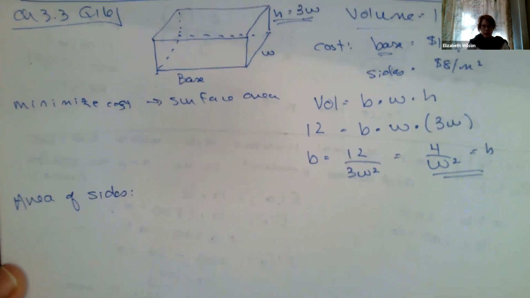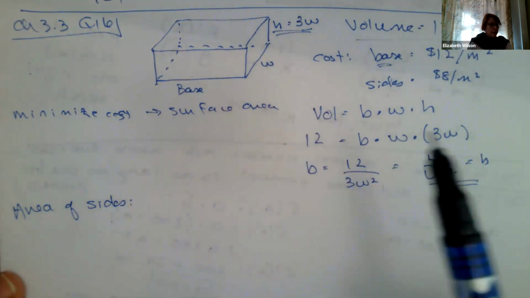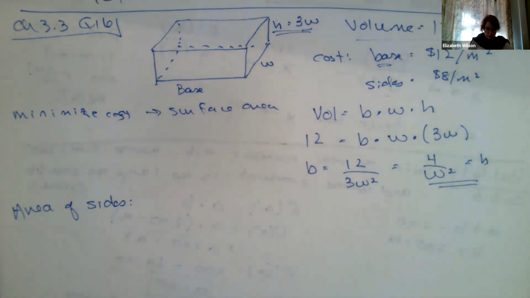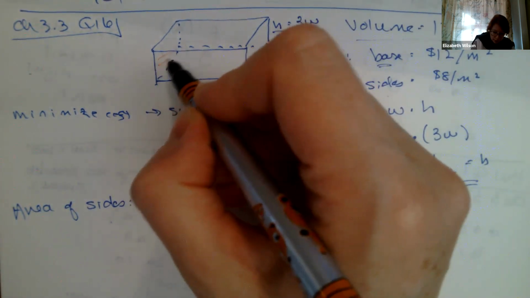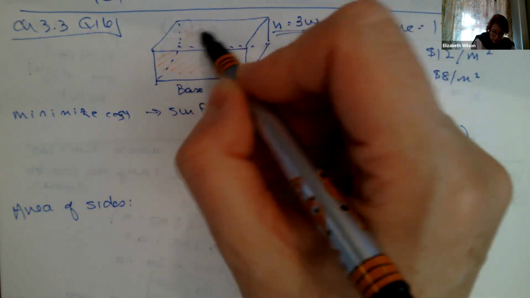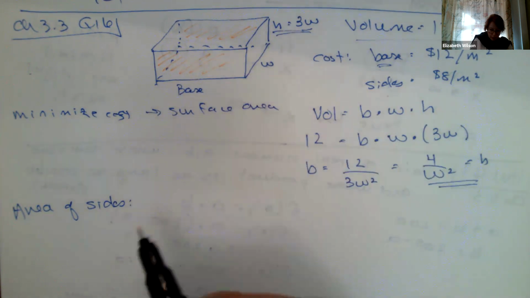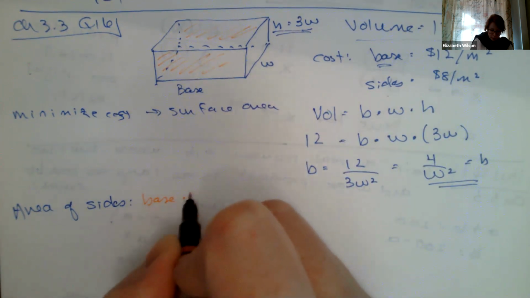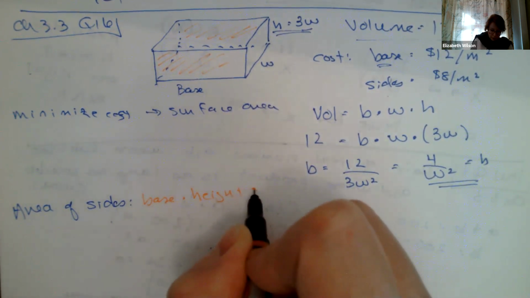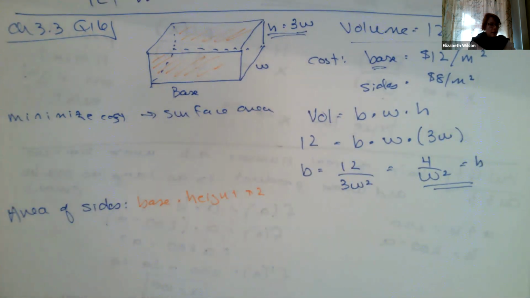So it's a rectangular box, right? And I've got a side, let's draw them out in different colors. So I've got a side here and a side here whose area is base times height, right? So this is base times height, and I have 2 of them, right? And then I've got another one.